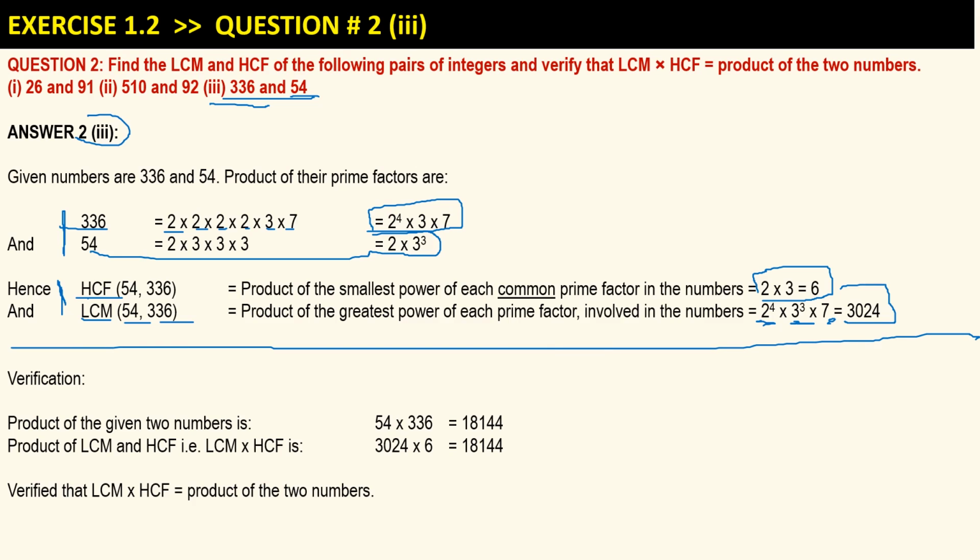But now let's do the verification part. So we see that the two numbers given to us are 54 and 336. Their multiplication when done, we get 18,144. And if we were to multiply the HCF and the LCM of the two numbers, we will get again 18,144. So these two numbers are same. So we can say that we have verified that the LCM when multiplied by the HCF gives us the product of the two numbers.